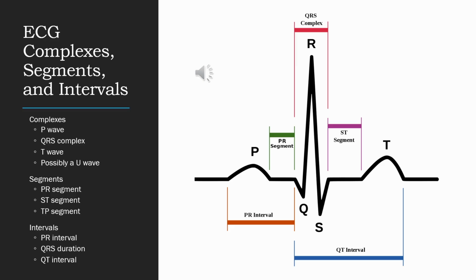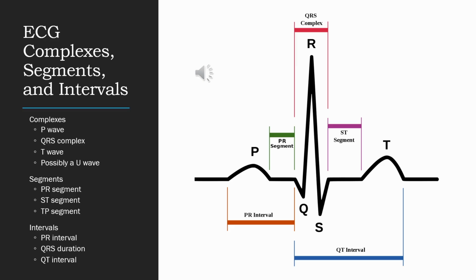All right, so at this point, you've heard me mention different waves and complexes and segments and intervals, all that make up a normal ECG tracing. So understanding each of these different components will help you correlate the electrical activity on an ECG with what's actually happening inside the heart. So we're going to go over all of these together. Don't worry, we're going to cover each one a little more in depth in the slides that follow. But first, starting with our ECG complexes.